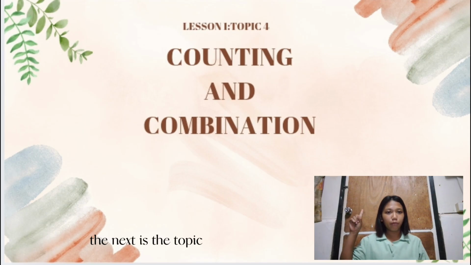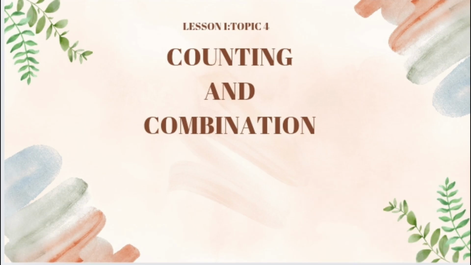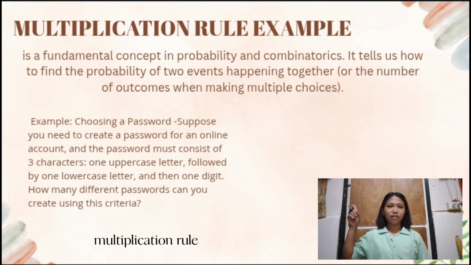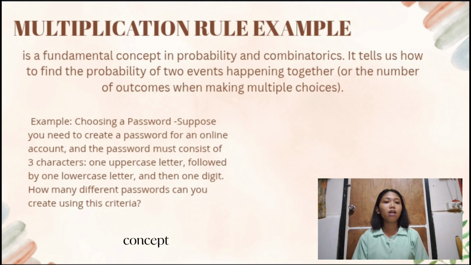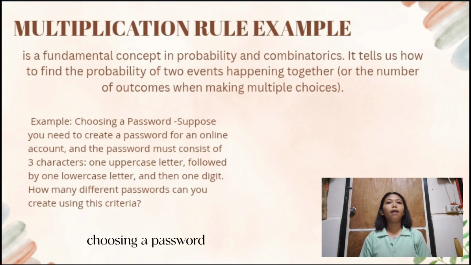So the next is topic 4, which is counting and combinations. First rule is the multiplication rule. The multiplication rule is a fundamental concept in probability and combinatorics. It tells us how to find the probability of two events happening together, or the number of outcomes when making multiple choices. Example, choosing a password.